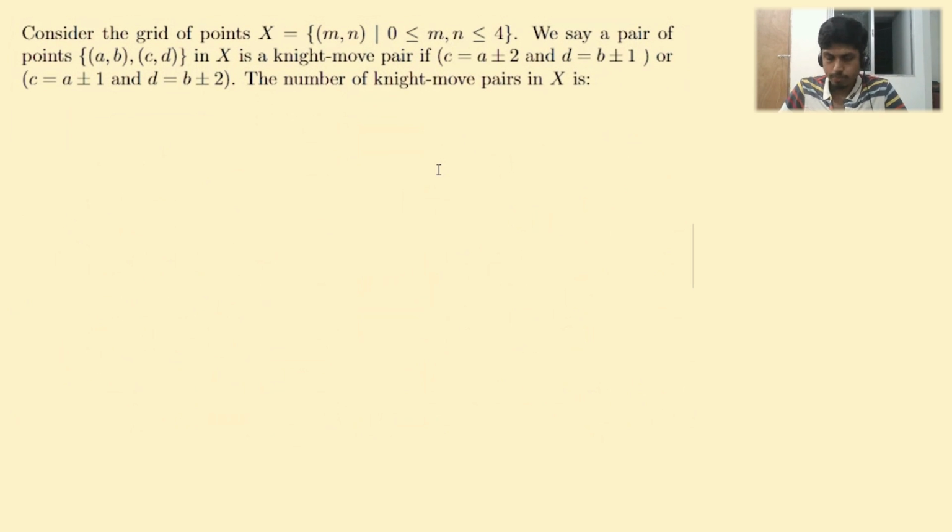So over here you have grid points. So this is interesting. You have grid points whose coordinates are from 0 to 4 and you consider all of them. So let's consider these points as our grid points.